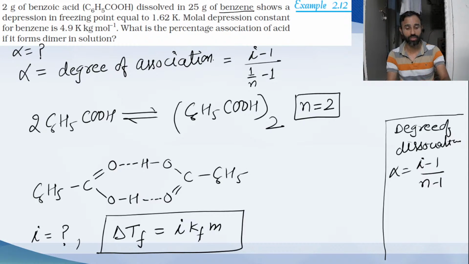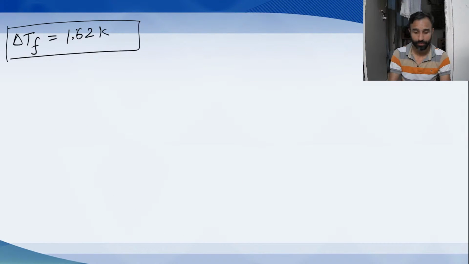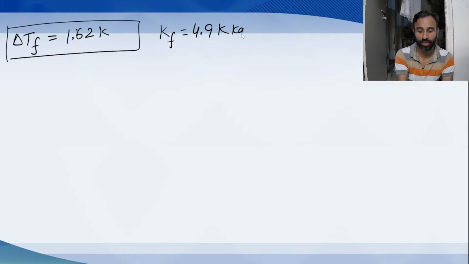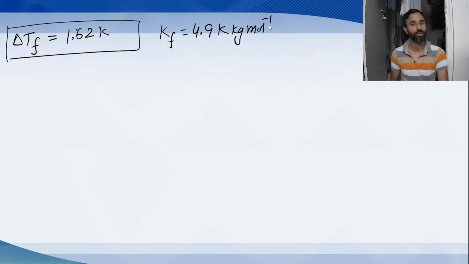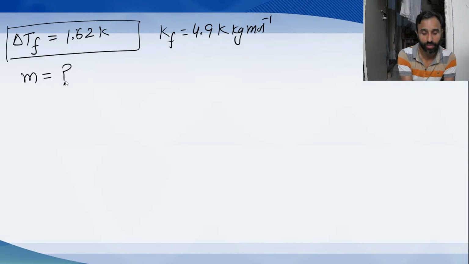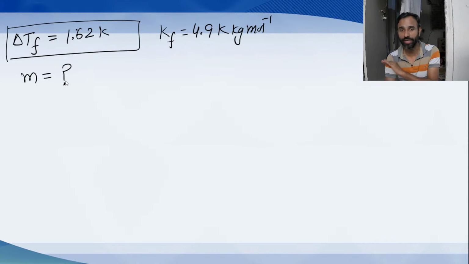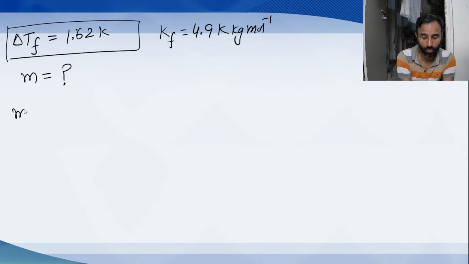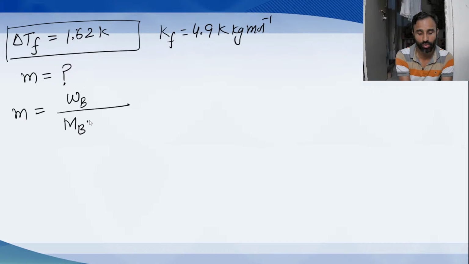Now, next, KF is given. KF is 4.9 Kelvin kg per mole. Delta TF is given, KF is given, but small m is not given. What is small m? Molality. Molality is not given, so now we expand molality. Molality is equal to weight of solute over molecular weight of solute into weight of solvent in gram into 1000.